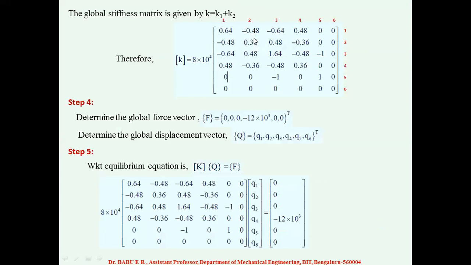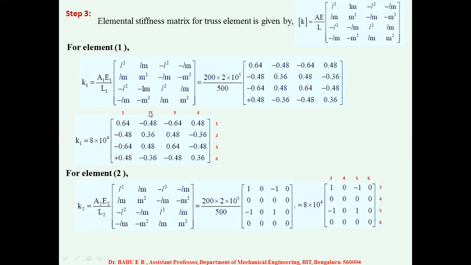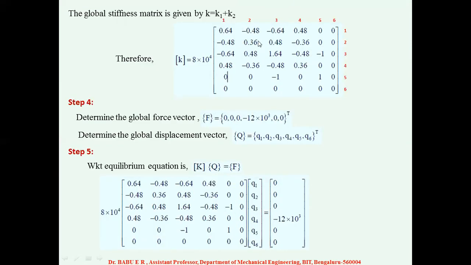Again, go for this term. So it is 2 cross 2. So when you go for 2 cross 2, we have 0.36 over here. Here we don't have any 2 cross 2. So you write it as 0.36. Similarly, you find out the remaining terms: 3 cross 2, 4 cross 2, 5 cross 2, 6 cross 2. Write the second row as the second column. Again, repeat this and write it as a column. So this is the way of finding the global stiffness matrix.